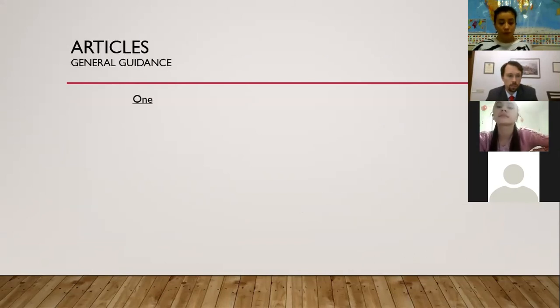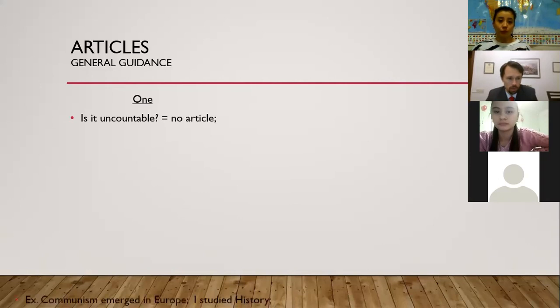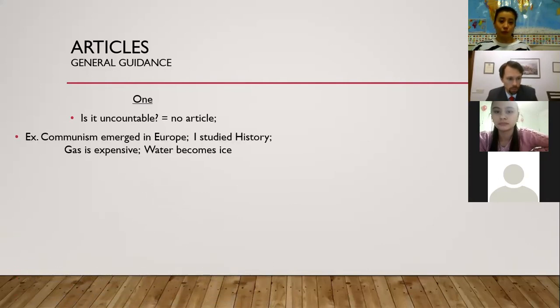This is probably the most important part and maybe the hardest to grasp, but I'll try to keep it clear. When are we going to use an article or not an article? If it's uncountable, usually no article. Communism emerged in Europe. I studied history. Gas is expensive. Water becomes ice. You don't say "the communism" or "the history," "the gas," "the water." Usually.